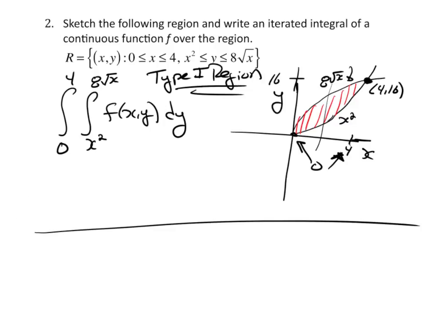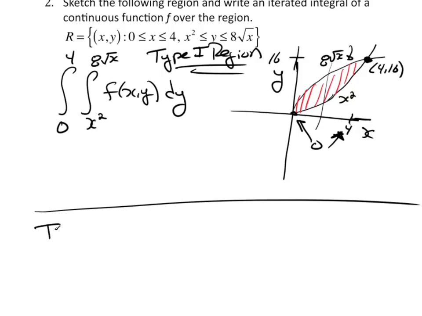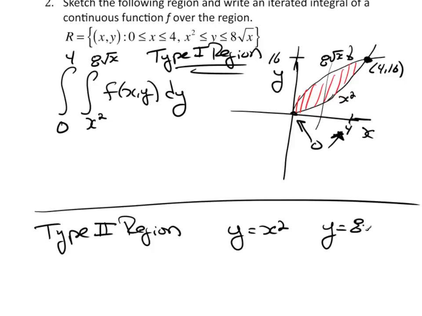If I want to do this as a type 2 region, I need to think about what's going on here. I have two functions. I have y equal to x squared, and with y being greater than or equal to x squared, that's what told me I'm above it. And then the other function I have is y equal to 8 root x, and because it's less than or equal, I knew I was below this curve right here.